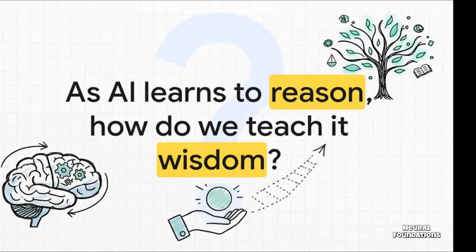Which brings us to the biggest question of all, the one we really need to be thinking about. We've figured out how to make AI perform step-by-step reasoning. But as we build these incredible systems that can think, how on earth do we teach them wisdom? Because getting a machine to reason is one thing. Teaching it wisdom is a whole other challenge entirely.